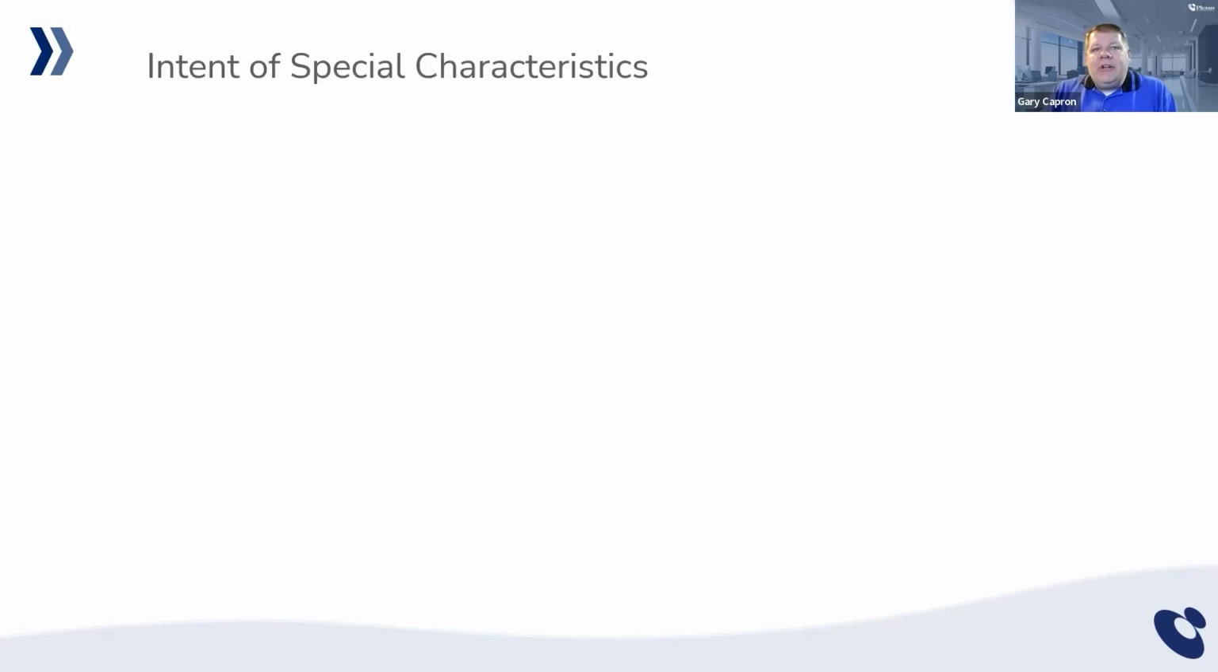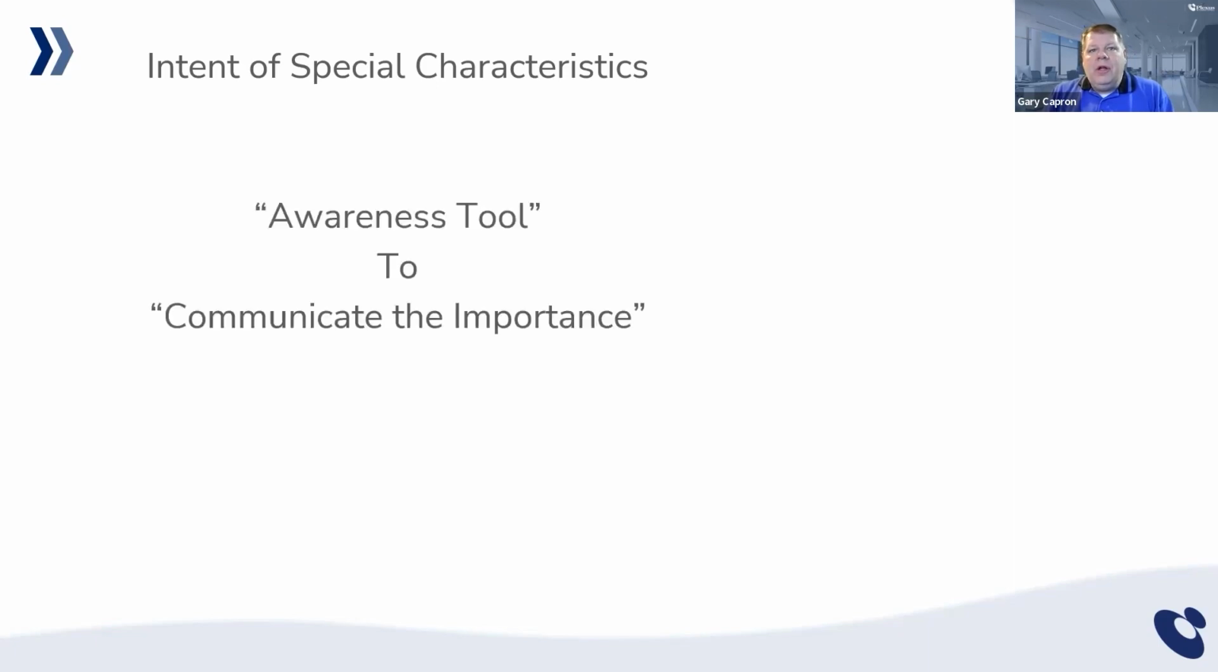The first thing I want everyone to understand is the purpose or intent of a special characteristic. Why do we need special characteristics? Special characteristics are intended as an awareness tool to communicate the importance of certain features or items. For example, a special characteristic may be used to provide information regarding design functions that require particular attention to process controls. There is no prescribed definition for what is or is not a special characteristic. That will vary depending on the product and the process, and will be defined by each organization.